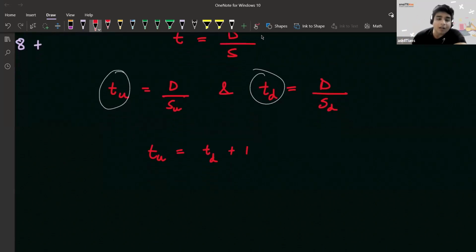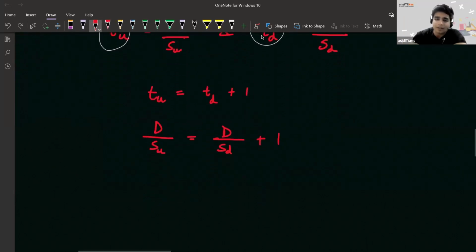Very nice. So now, everyone, I'm going to write it in a beautiful format, that is D upon SU is equal to D upon SD plus 1, because what is my TU and TD? That is D upon SU and D upon SD, everyone. I hope it is very, very clear to you all. Yes, everyone, tell me. Any doubts?